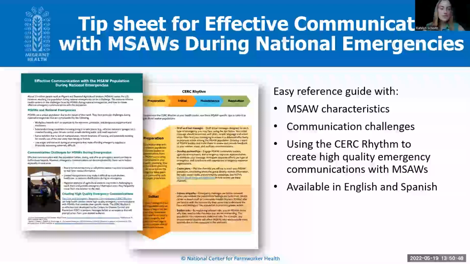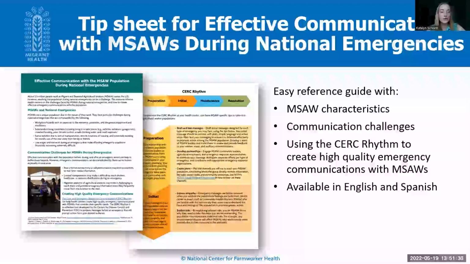I know we've discussed a lot today in a short amount of time. So if you'd like to reference any of this material in a short, easy to digest format, we also have a tip sheet for effective communication with migrant and seasonal agricultural workers during national emergencies. This is a really easy reference guide to many of the items that we discussed today, including MSAW characteristics and communication challenges to evaluate while making your plans. It breaks down the simple steps to creating high quality emergency communications with farm workers. It also has links to a lot of the helpful tools we're going over today. This tool is available in English and Spanish and can be a good reference while you are drafting your communication plans with your team.